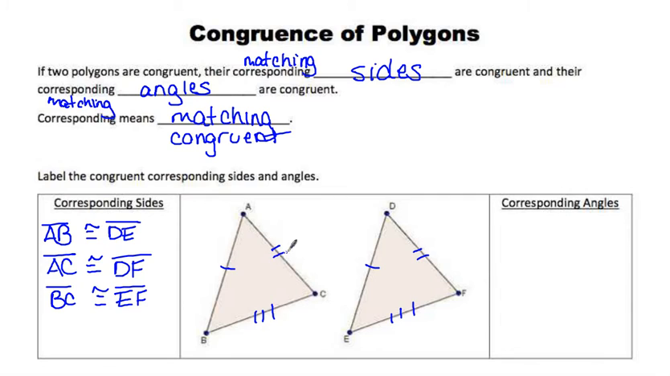And I'm putting these little dashes here. These little dashes tell us that they're congruent to each other. So the first side is congruent to the first side. The second side is congruent to the second side. The third side is congruent to the third side.